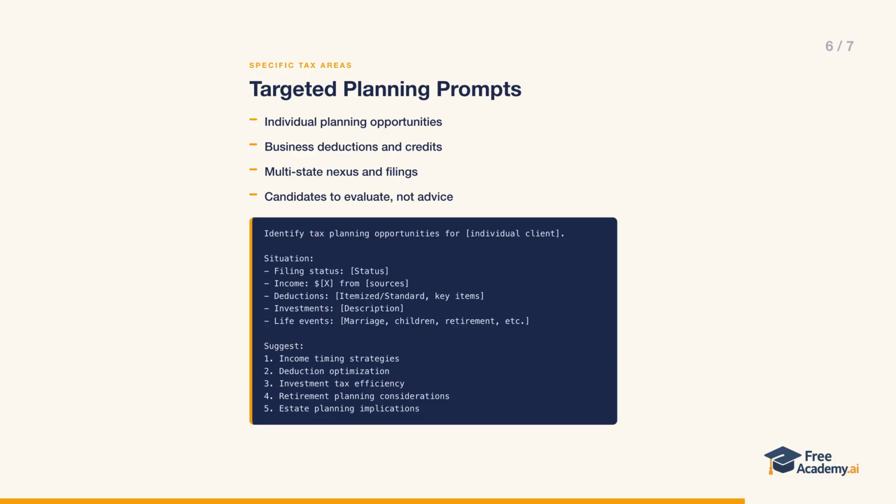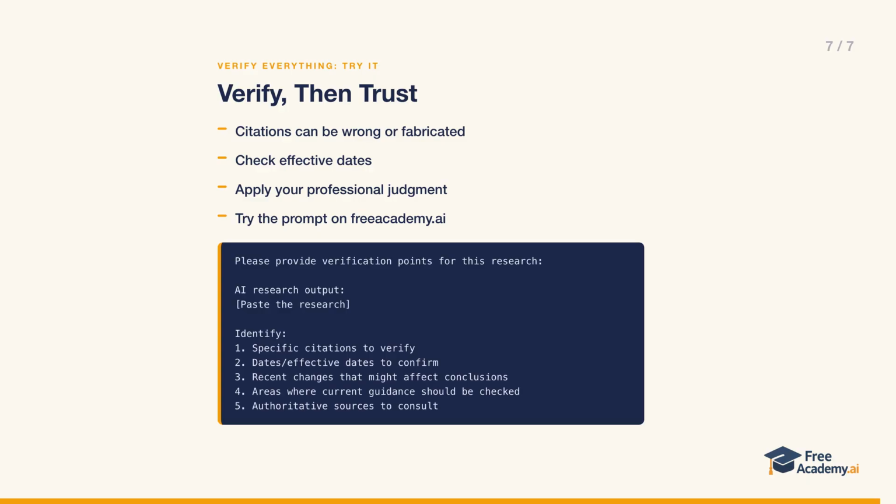There are parallel prompts for business tax covering deductions, timing, credits, depreciation, and exit planning, and for multi-state tax covering nexus, apportionment, filing requirements, and credits for taxes paid to other states. These give you a strong, structured starting point for each scenario. The strategies AI surfaces are candidates to evaluate with your professional judgment, not final advice you hand straight to the client. Here is the habit that ties this whole module together: verification.